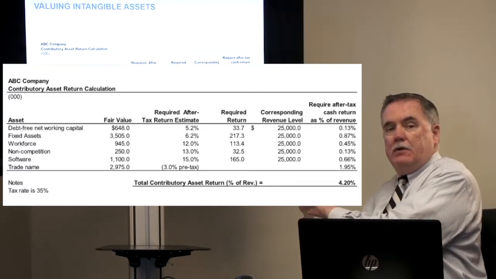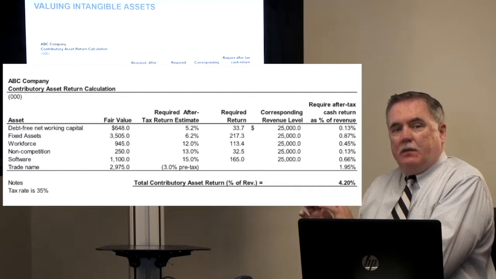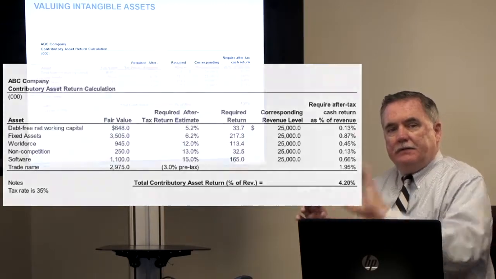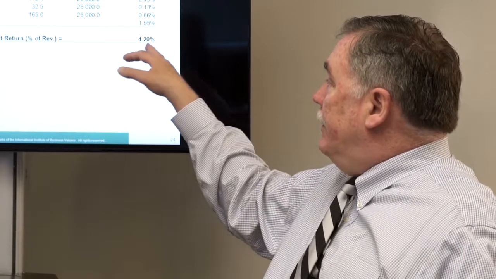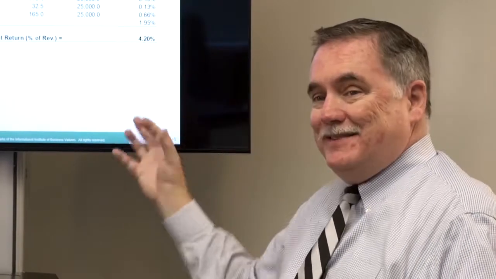What that does not include is the last asset, which is the customer list. The customer list is a separate required return. We're going to remove the 4.2%. What's left over, by definition, has to be attributable to the asset which we're valuing, which in this case is the customer list.